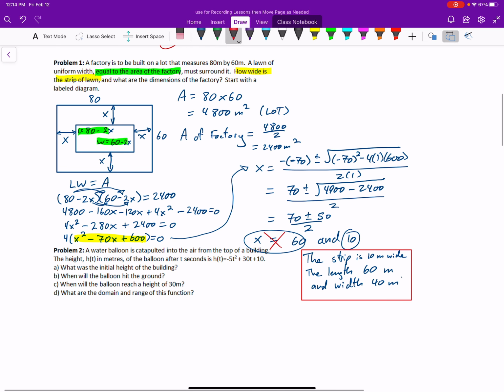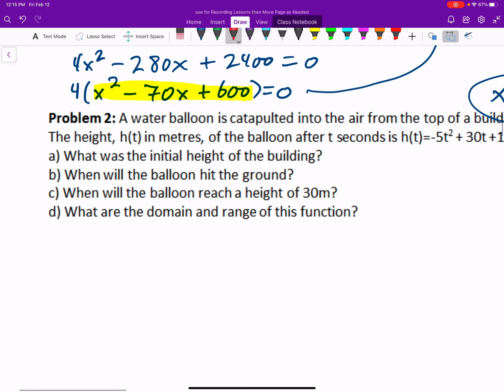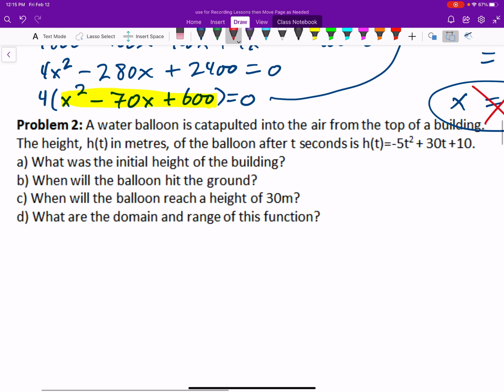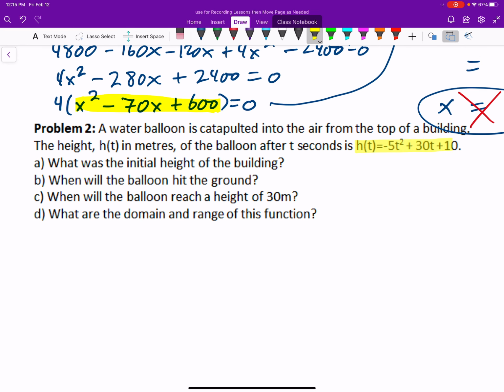So using some ingenuity, using what we know about quadratics, and playing around with the numbers a bit, we were able to solve this algebraically. Problem 2. Again, just some more general quadratic review things that we should know. A water balloon is catapulted into the air from the top of a building. The height h at t, in meters, of the balloon after t seconds is given by the equation h at t equals negative 5t squared plus 30t plus 10. What's the initial height of the building?